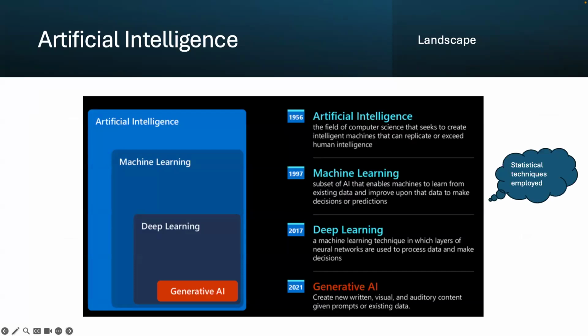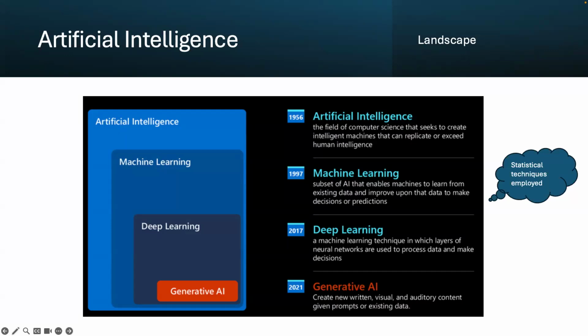The diagram on the left portrays machine learning, deep learning, and generative AI to be subsets of AI. So we have seen what AI is. Let's look into what is machine learning in this slide. It says machine learning is a subset of AI that enables machines to learn from existing data and improve upon that data to make decisions or predictions. So ML is all about incorporating certain learning techniques and making predictions.